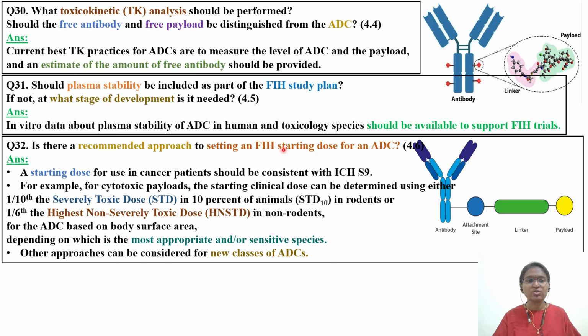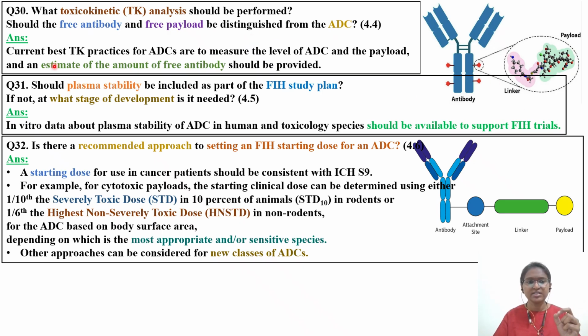Okay, now we'll go to question number 30. What toxicokinetic analysis should be performed? Now the question is with respect to TK. Should the free antibody and free payload, as well as free antibody, be distinguished from that of the ADC?